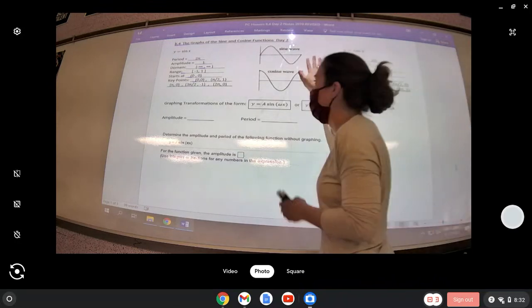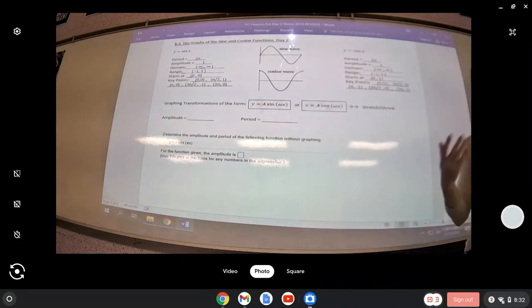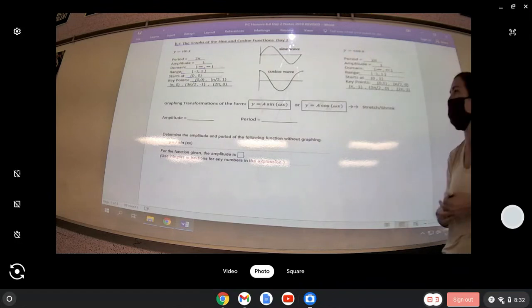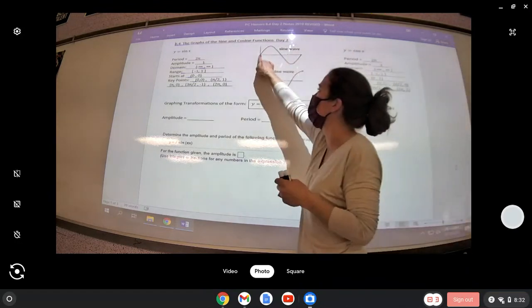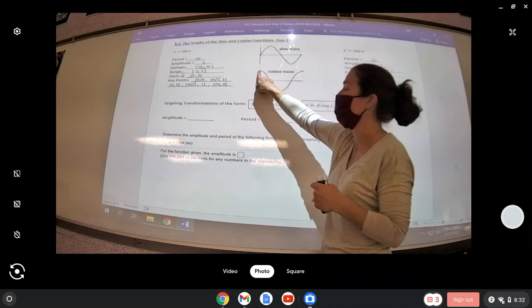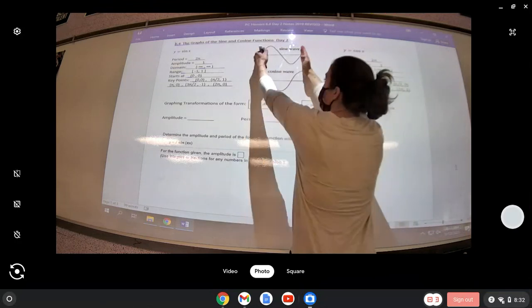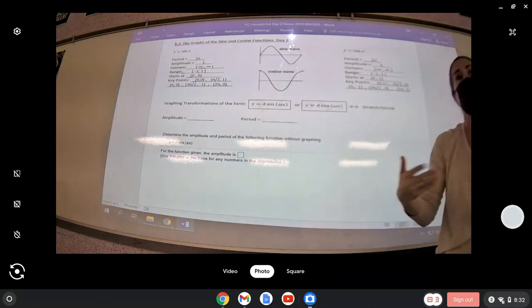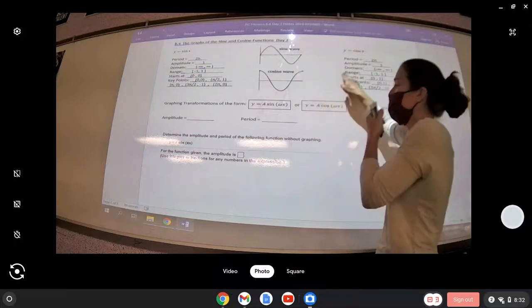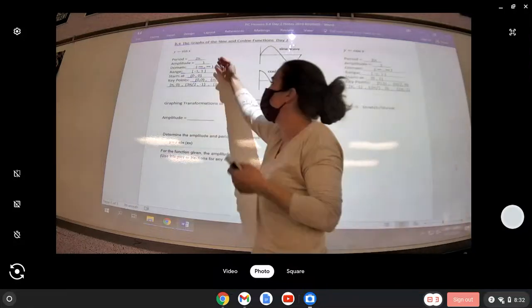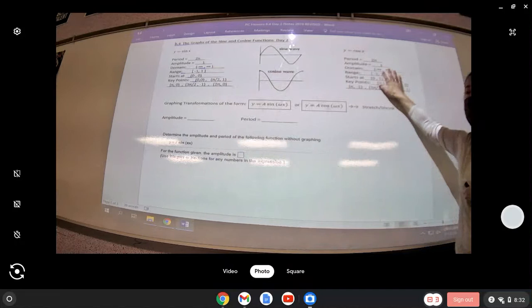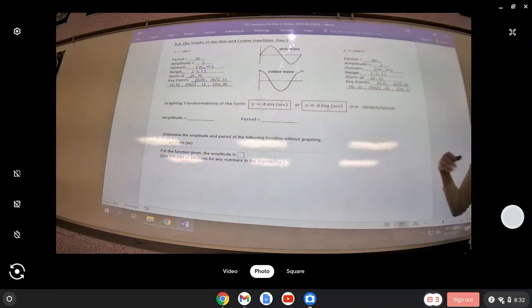So I put at the top of the notes just your one cycle, one period of the cosine and the sine function. We have the sine wave that starts at 0, 0. We have the cosine wave that starts at 0, 1. And then they each take 2 pi radians to complete one cycle. And then all the outputs start to repeat themselves. So I've given you the important information for each graph, their domain, their range, their key points, and stuff like that.